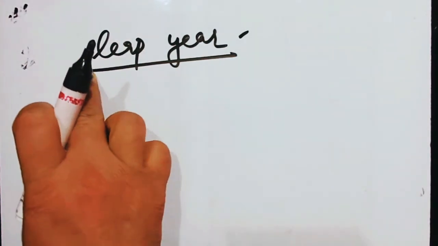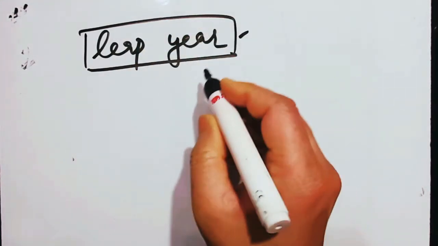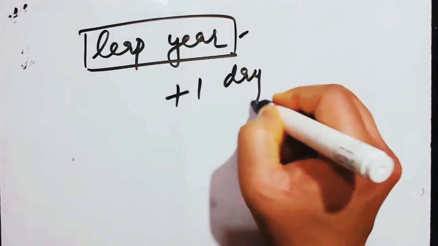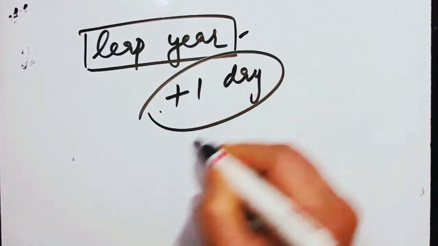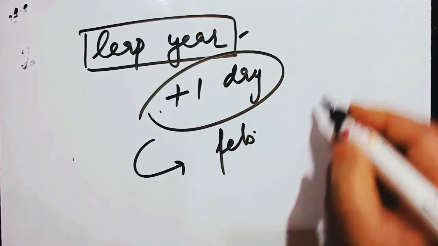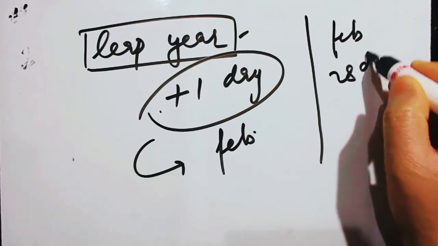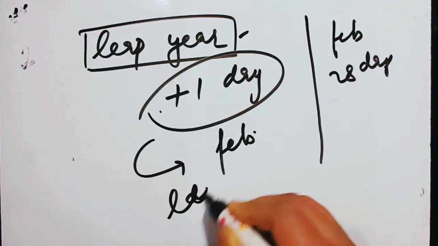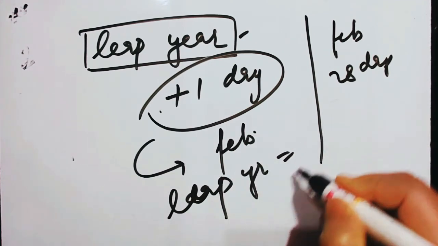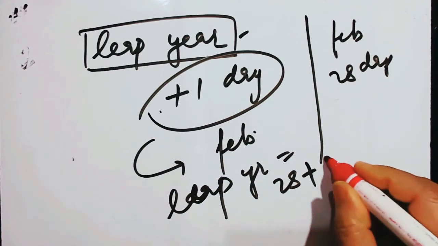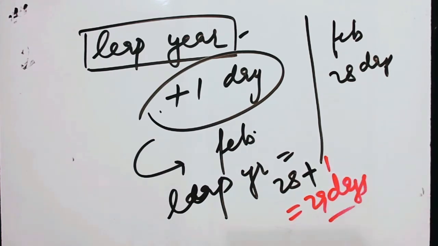So, let us talk about leap year. In a leap year, an extra day is added. This extra day is usually added in the month of February. For other years, February has 28 days. But in a leap year, February will have 28 plus 1 is equal to 29 days. So you just need to remember that in a leap year, 29 days in February should be counted. That is why they have given you this, to test whether you know something about leap year or not.